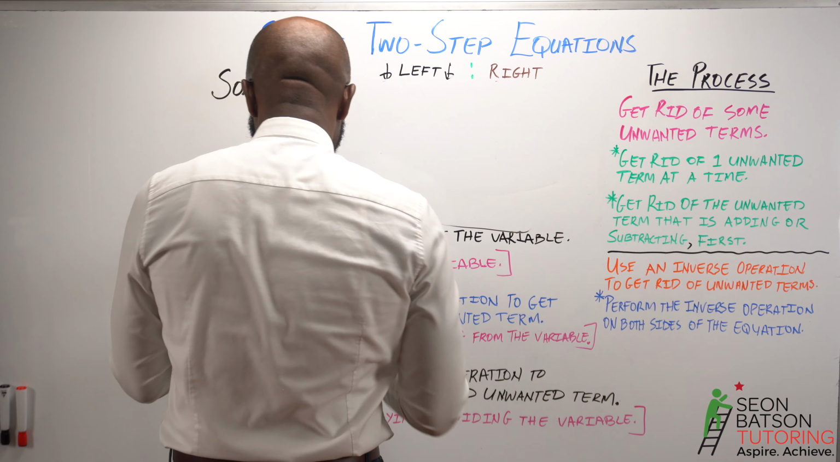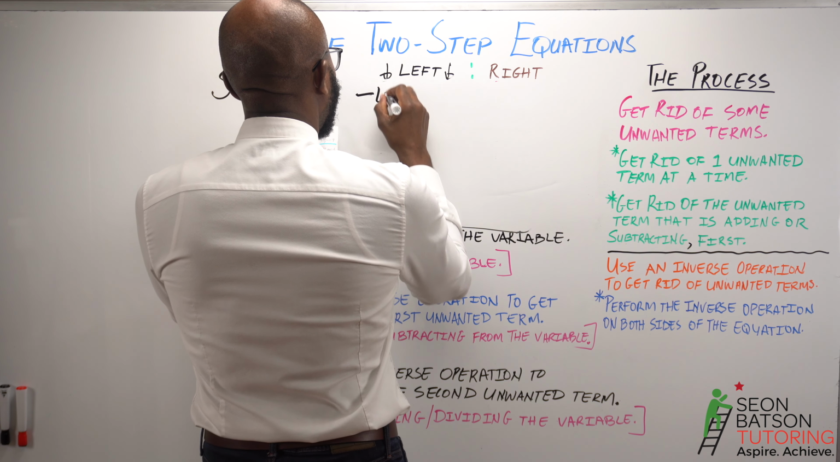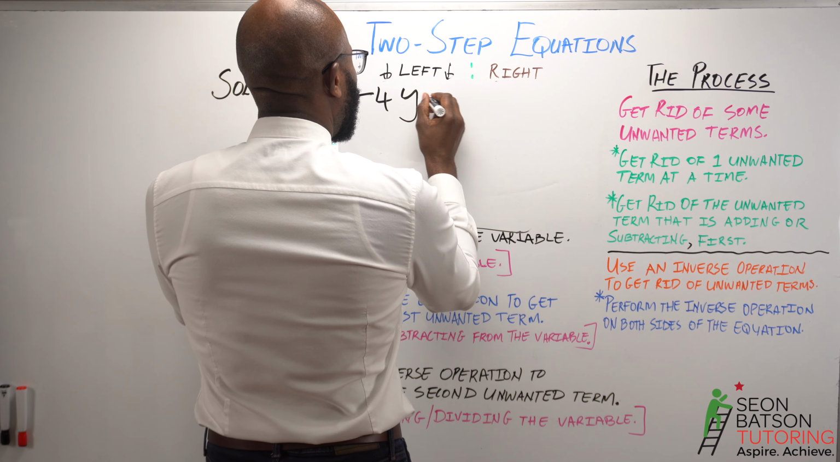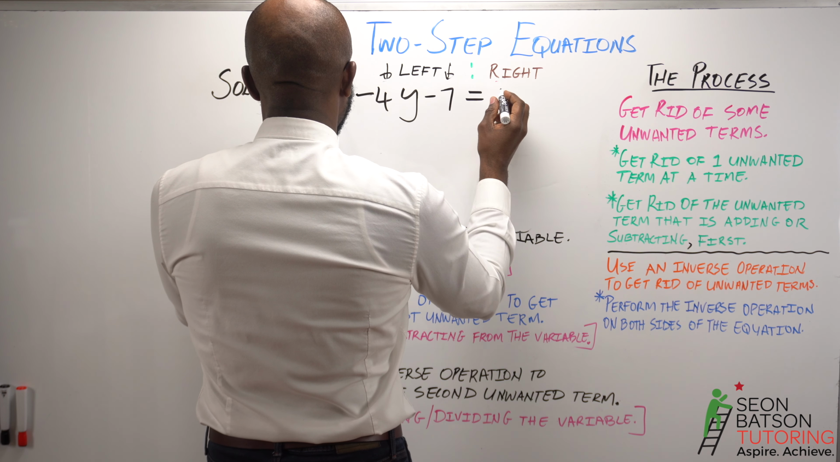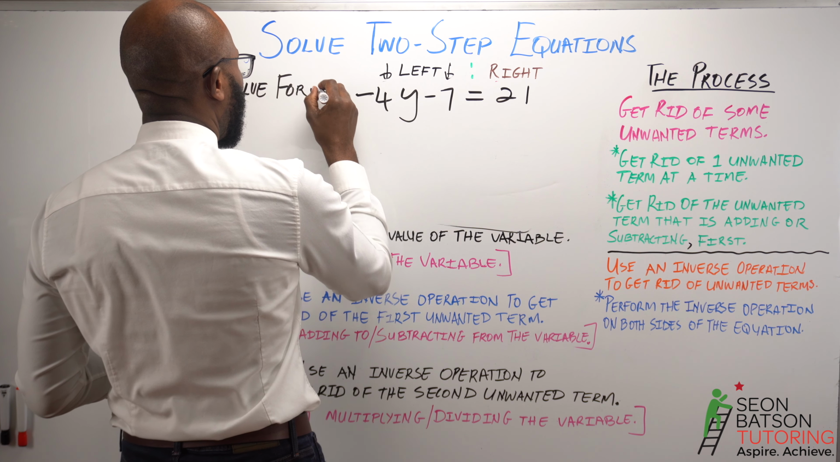Let's try negative 4y minus 7 is equal to 21. In this equation, we have to solve for y.